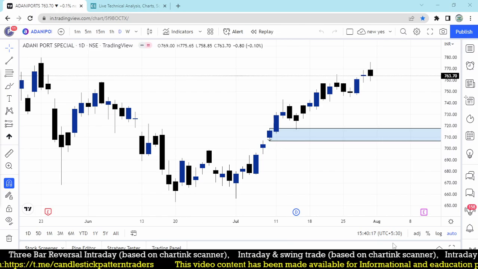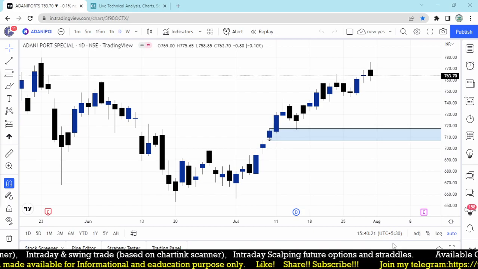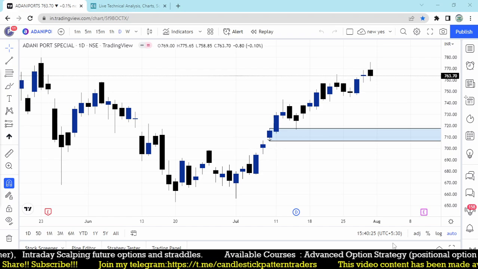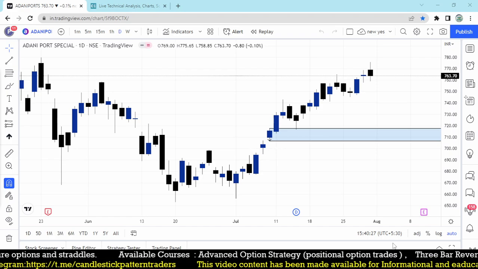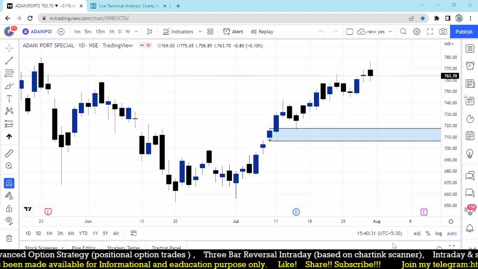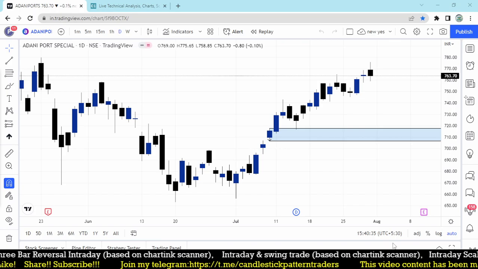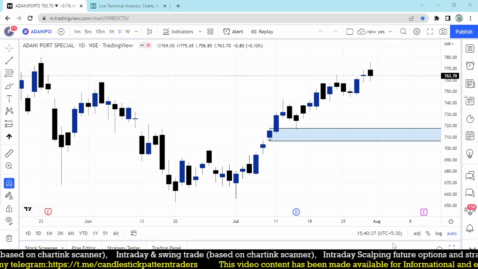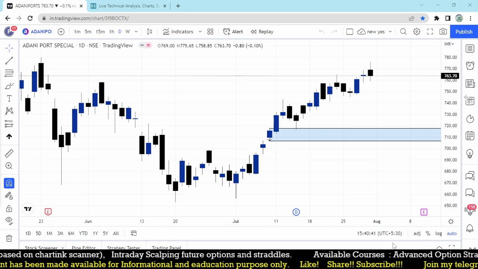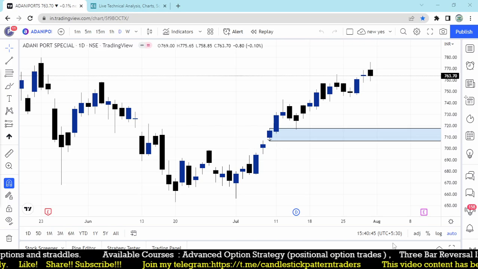So the inside bar, when it forms, gives us chances of a reversal, and using scanners and screeners we can find it. The inside bar means the current candle must be completely inside the previous candle. They call them the mother candle and the child candle. I am going to create this based on the charting scanner.